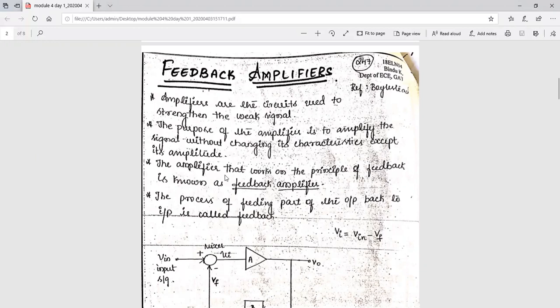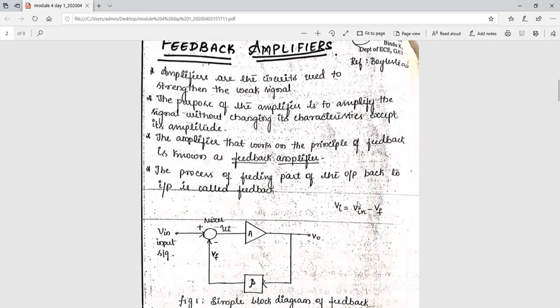The amplifier that works on the principle of feedback is known as a feedback amplifier. The process of feeding a part of the output back into the input is called feedback.